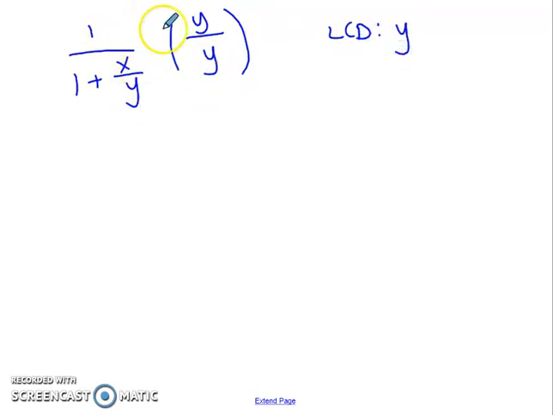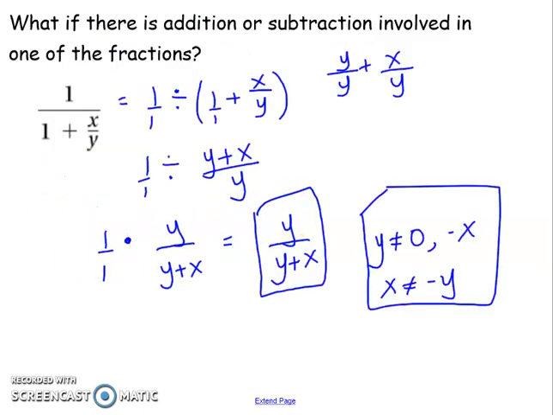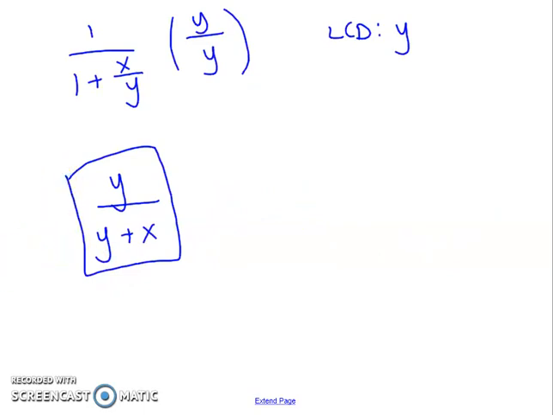So when I multiply 1 times y, I get y. And then on the bottom, I'm multiplying the 1 times the y, so I get y. And then I multiply x over y times y. So the y on the bottom and this y on the top are going to cancel out, and I end up with just x. So I end up with the same answer I had before, and we'll go back and look at it real quick. Same thing, y over y plus x, y over y plus x.